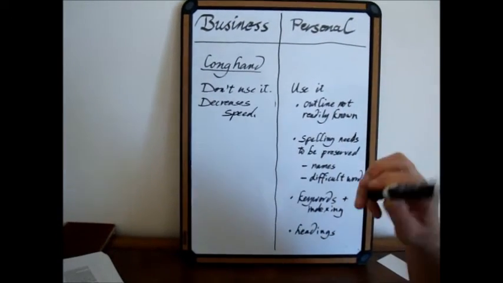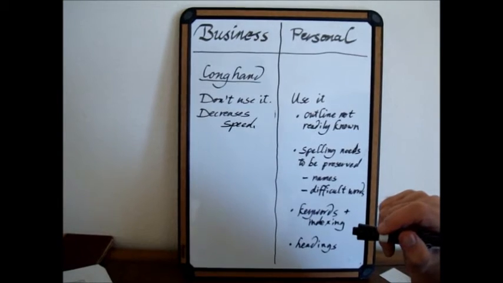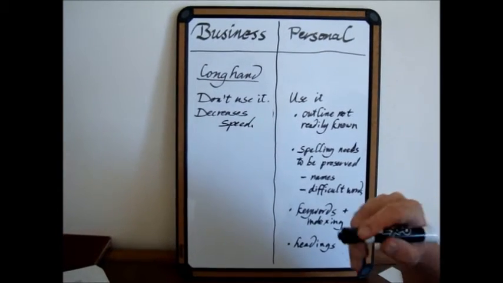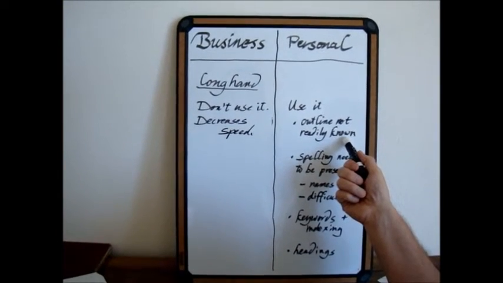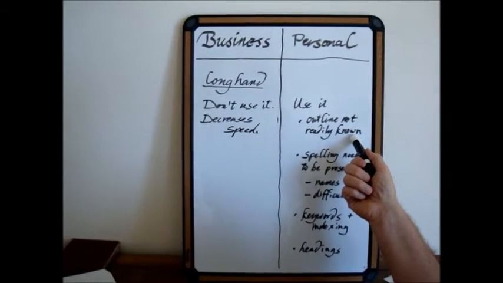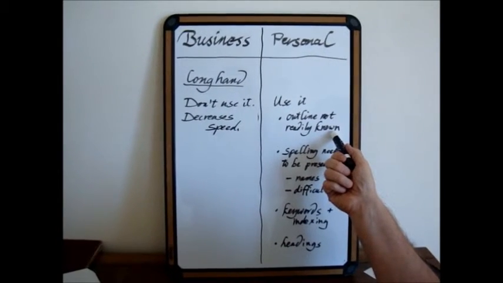First of all, if an outline in shorthand is not readily known, just go ahead and write it in longhand, and that gets you by what you need. You can go back if you wish and figure out a shorthand outline later.